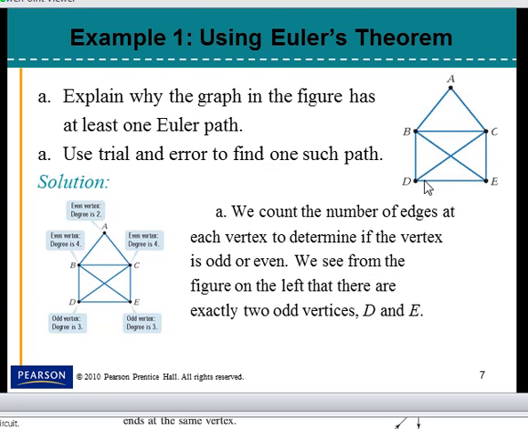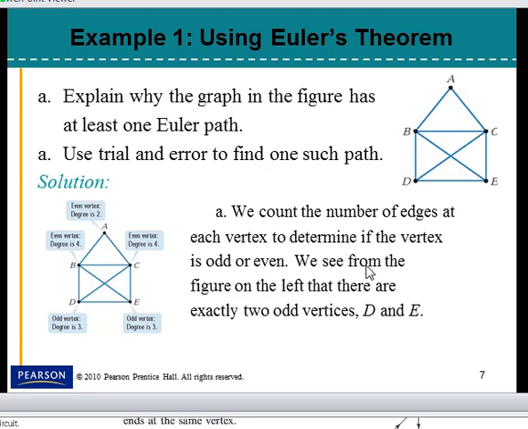We have 1, 2, 3 edges intersecting D, so that means that D is odd. And we look at E. We have 1, 2, 3 edges intersecting E, so that means E is odd. So you can see that on this graph here. As we said, A is even. We have 2 intersections there. B is even, C is even, D is odd, and E is odd. So that's what we have.